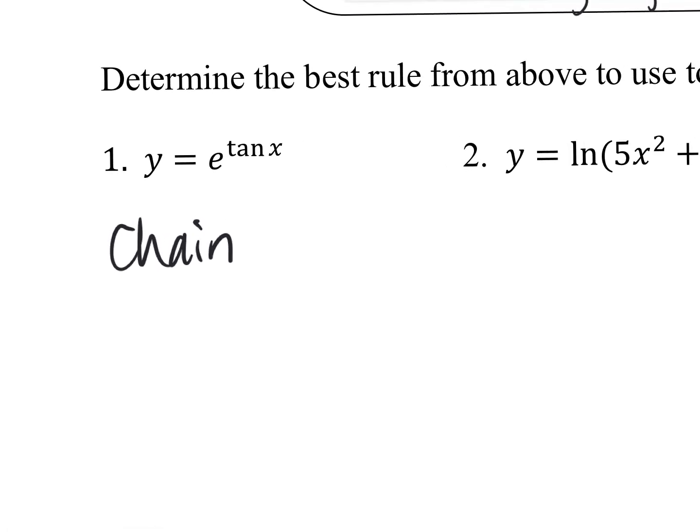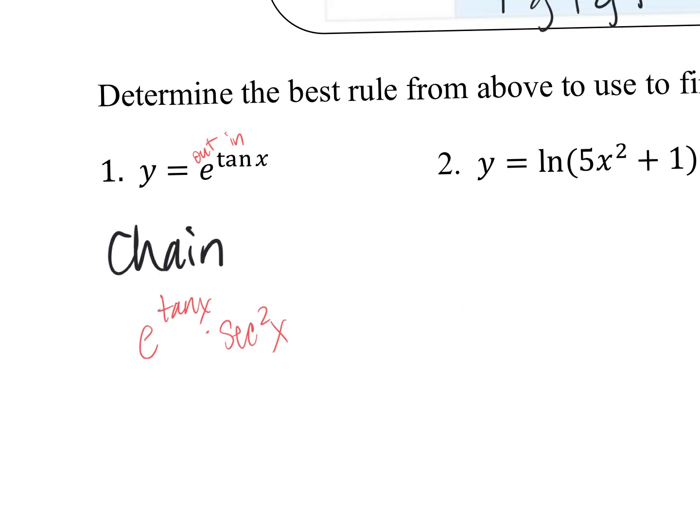E is technically my outer, and tangent's my inner. What's the derivative of E? E to the tangent. We leave the inner, times the derivative of tangent. Eyeballs might wander over there, but we want to start remembering it in here. Derivative of tangent is secant squared.